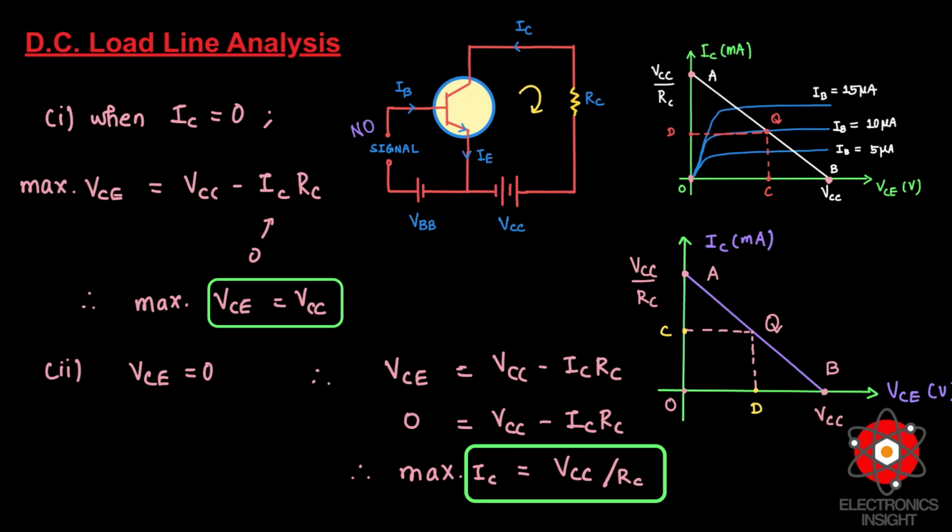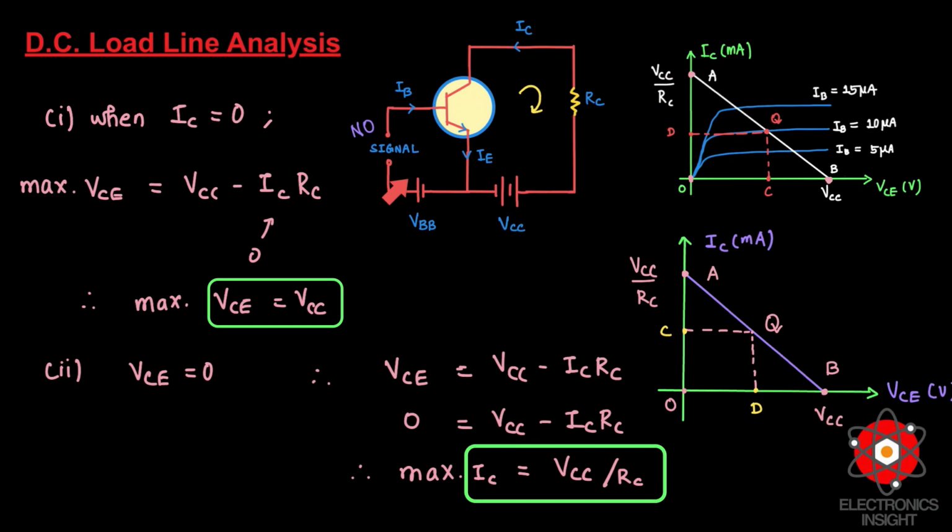So these IC and VCE values are known as the operating points or the zero signal values, which we call the Q point, because it is the point on the IC-VCE characteristics when the transistor is silent, that is, when the transistor is without any signal, in the absence of signal.